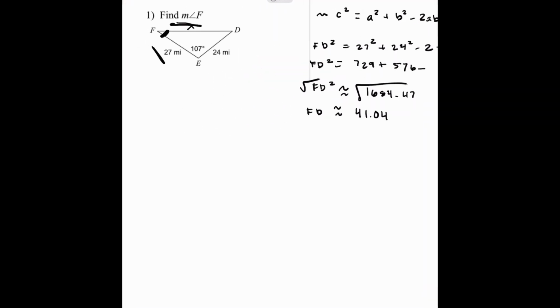And again, this isn't too complex, this is just basic algebra that you use a calculator for. So now we know that this length, fd, is approximately 41.04. Okay, so now that we have that, we're trying to find the angle f, which we can do now that we have the two side lengths that form this angle.